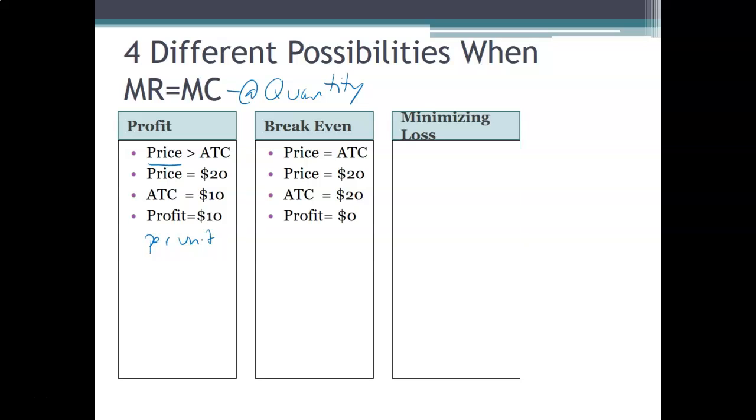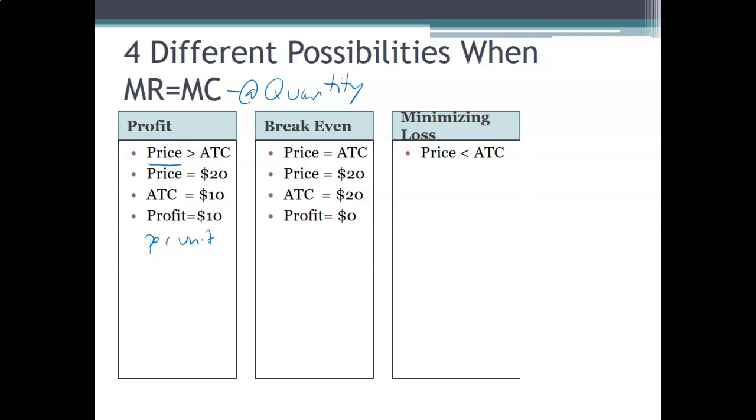Third one, and this is where we're going to remember the ATC minus AVC conversation from earlier. So the third one is minimizing loss. This is where you would still produce, but you're producing at a loss. Your price is below your average total cost. So why would you do this? Well, really, we're talking about short run. In the short run, you cannot leave or enter the market. That's only in the long run.